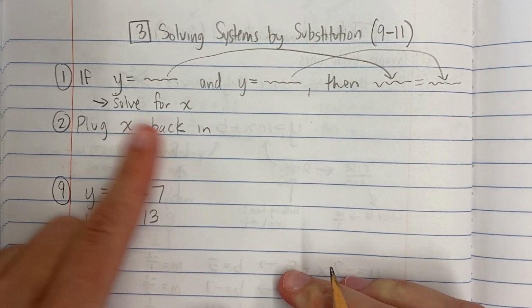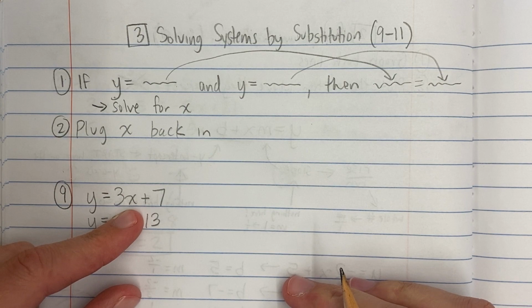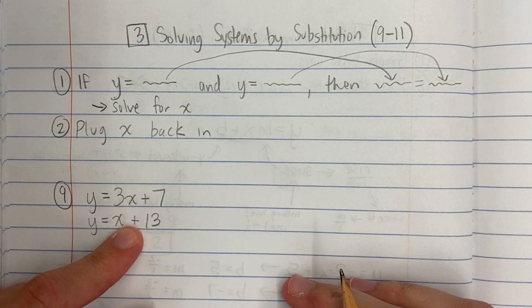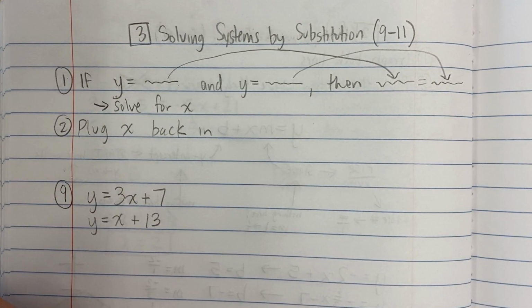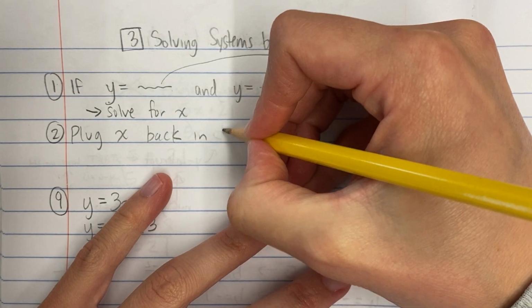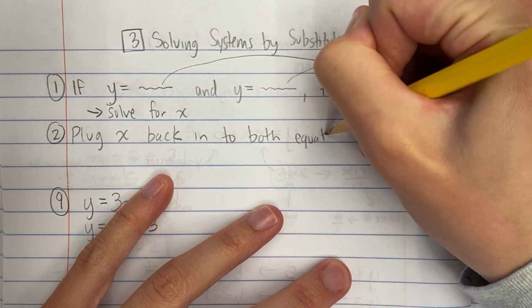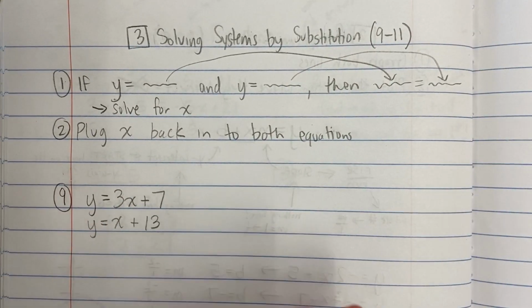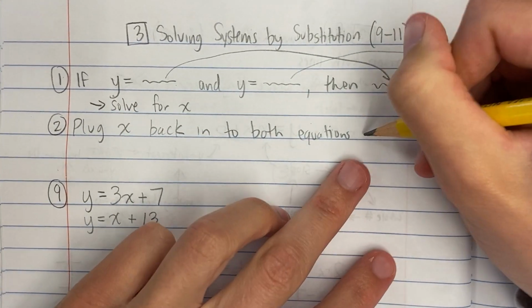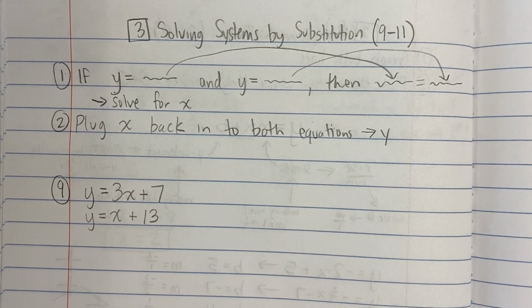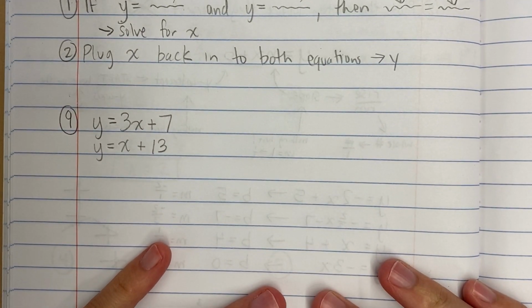And here's the thing: we could just plug it into one equation, get an answer, and check it in the other equation. But actually, what's faster is to just plug x back into both equations. If you do that and you get the same y for both, then you're done and your answer is checked. Okay? This is how you get your y value. So let me just show you on number 9 what that looks like.